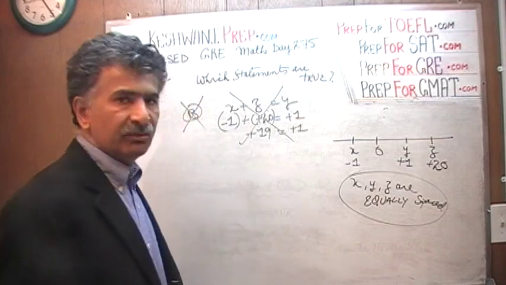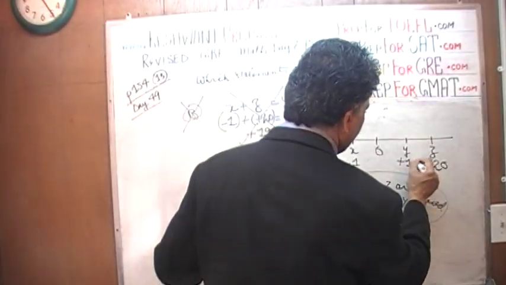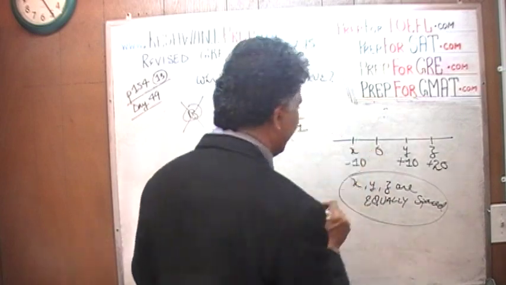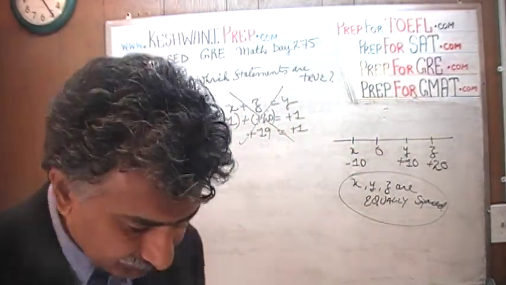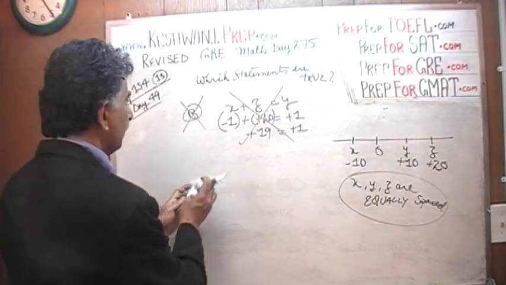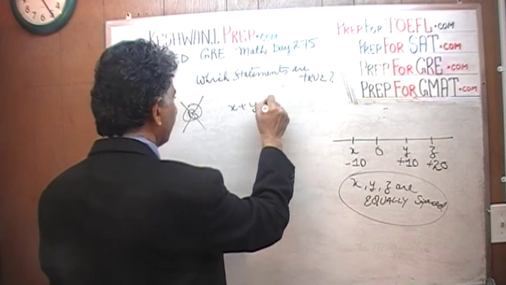What does it mean, equally spaced? Well, equally spaced means that if you're going to make z positive 20, then y would have to be positive 10, and this guy would have to be negative 10. If that were the case, then what we would have had is x plus y equals z.